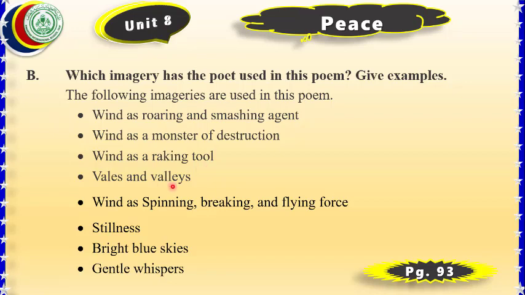Images of vales and valleys are used. Image of wind as a spinning, breaking and flying force is used. Image of wind as stillness. Image of wind as bright blue skies is used. Image of gentle whispers is used in this poem.